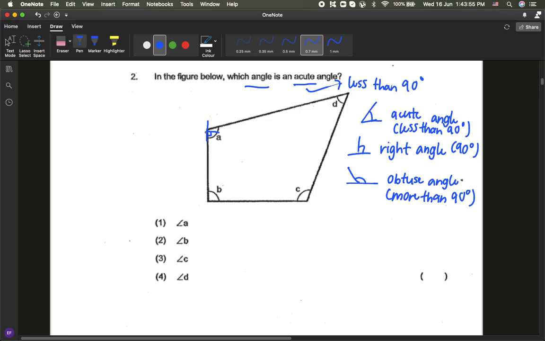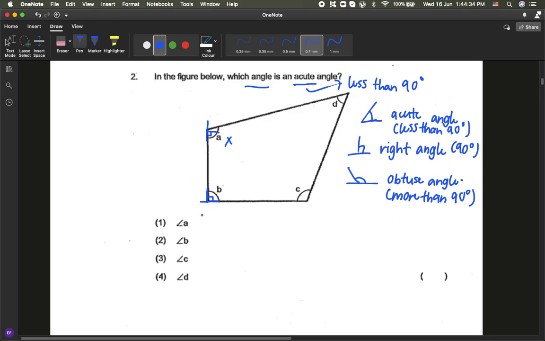Okay, so we can see that angle A is slightly more than our right angle, which is equal to 90 degrees. So this means that angle A is not the answer to this question because it is an obtuse angle, since the angle that we see here is more than 90 degrees. Now what about angle B? If I draw another right angle over here, we can see that it's actually quite similar to angle B. So it is most likely that angle B is actually a right angle.